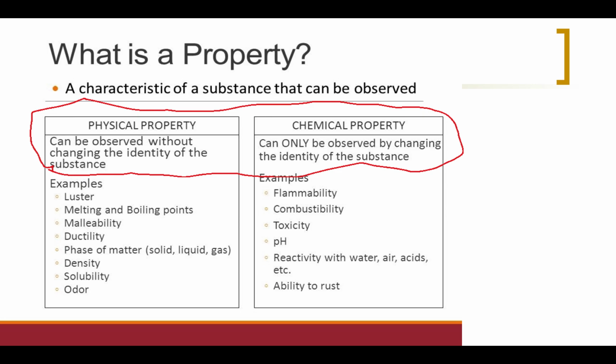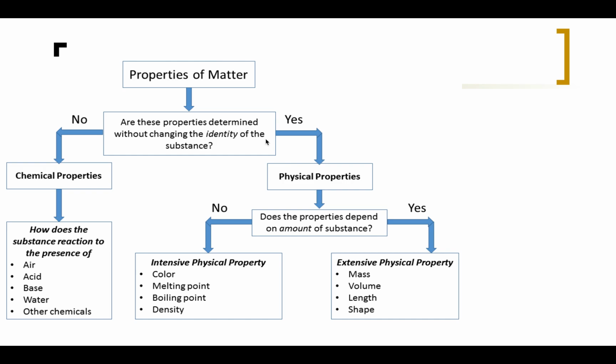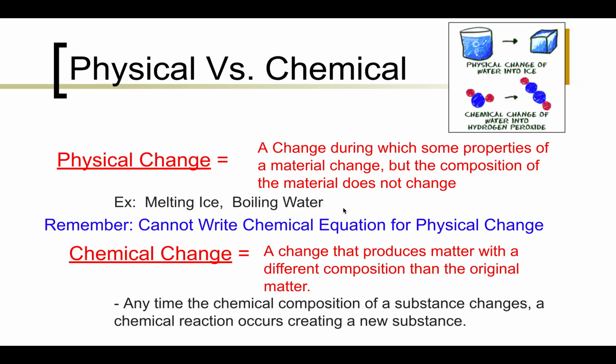I'm going to upload the PowerPoint slides so you guys will be able to look at these slides and the note sheet while you are working on your worksheet. But this is a great flowchart to look through if you're trying to determine if your property is chemical or physical, right? So you're wondering if it changes the identity of the substance. If it does not, it is a physical property. If it does, it is a chemical property. Don't worry right now about intensive physical properties and extensive physical properties. It's just important to understand the difference between chemical properties and physical properties.